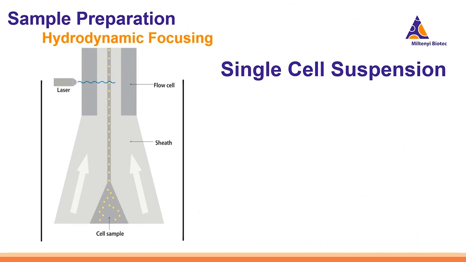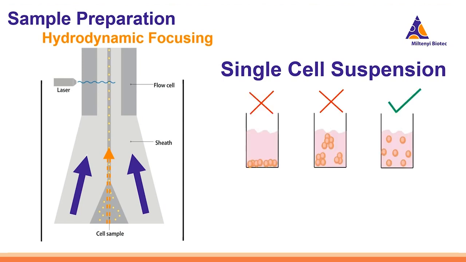If we think about what's happening on the inside of our flow cytometer, as the cell sample is taken up, we are able to focus our cells into a single file line through hydrodynamic focusing, meaning we have sheath fluid flowing at a separate velocity than our cell sample, and due to the principle of laminar flow, these two streams will not mix, and this allows us to individually interrogate our cells in our flow cell by our laser. So we do want to minimize any sort of cell clumping and have that nice single cell suspension.